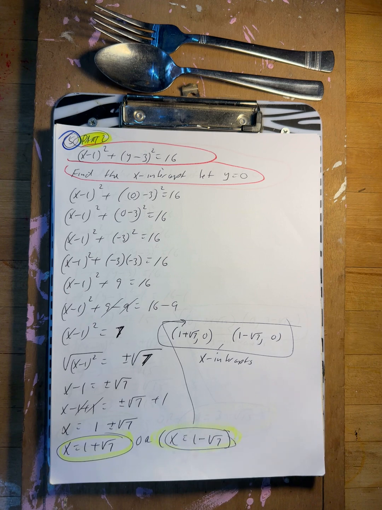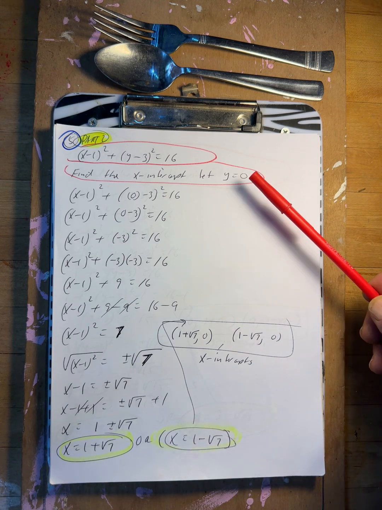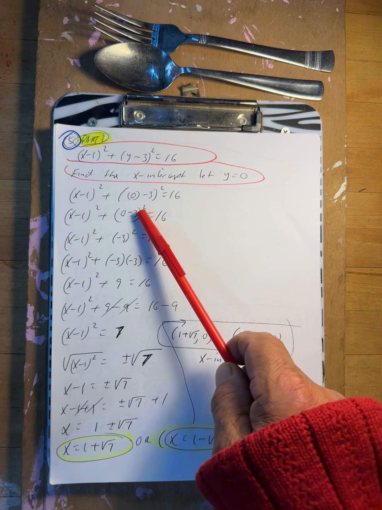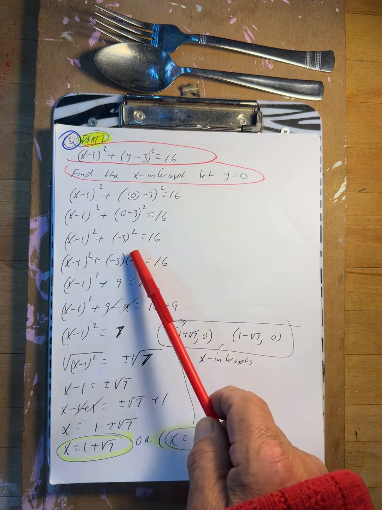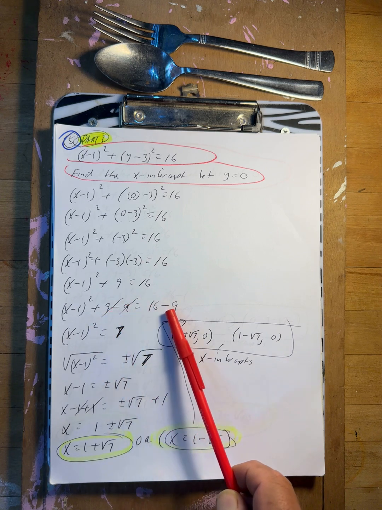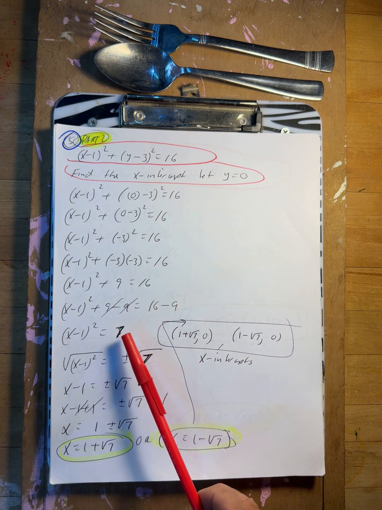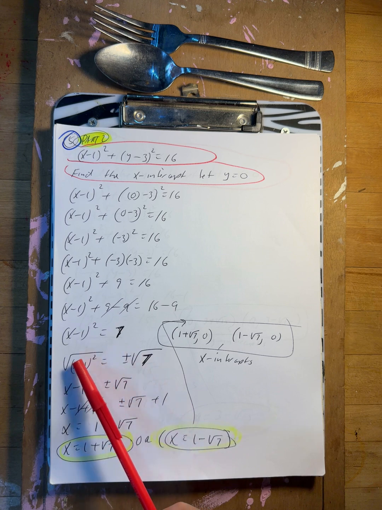Now, find the x-intercept. Let y equal 0. So 0 right there. 0 minus 3 is going to be negative 3. Negative 3 squared is 9. Minus 9 minus 9, that's gone. So you have 7. Now take the square root of both sides.